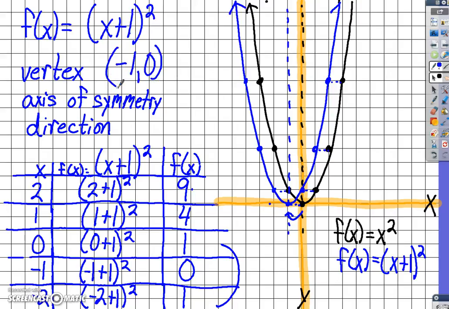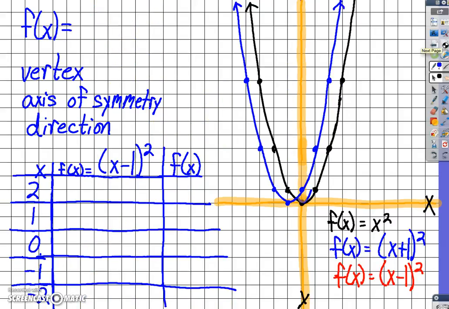There's our vertex. Where's our axis of symmetry? Well, I've already established this. We know it's an x equals line. And what is our x value? It's x equals -1. We know that because it has to go through our vertex here. And what's the direction? It still opens up. We still have a minimum. So changing that h in there to a positive number, all it's done is it's shifted the graph to the left. So with that hypothesis in mind, here we go.